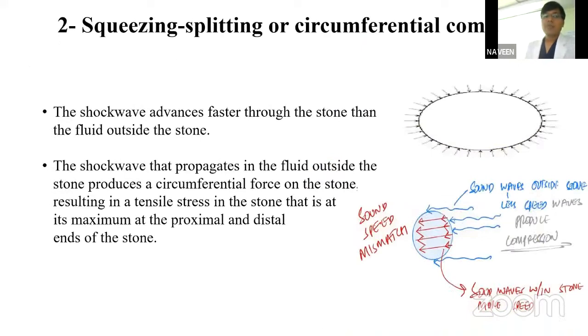Now come to the second mechanism, squeezing splitting. When the shock wave enters the stone, it is very fast compared to the wave outside of the stone. So the wave outside of the stone, at the edge of the stone, produces a force because the wave outside of the stone is more powerful than the wave inside the stone because of the mismatch in speed. So they produce a squeezing force on the stone and lead to stone fragmentation.